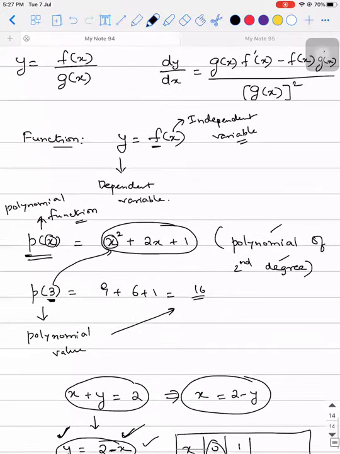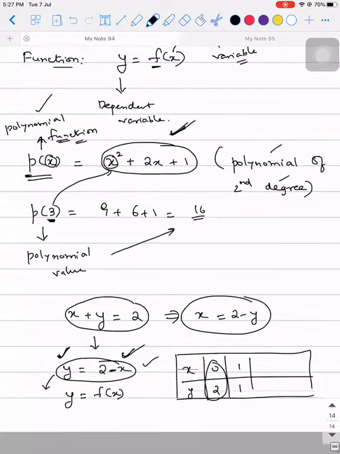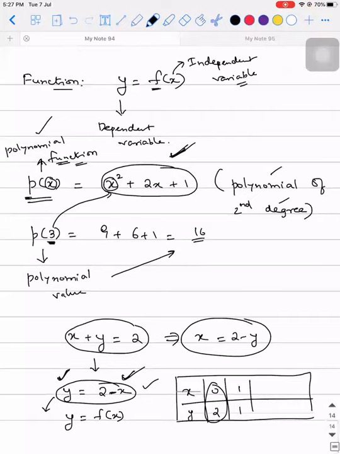So here, what did I say? I called it a polynomial function because you have learned it as a polynomial. It is a polynomial in terms of the independent variable x, so it is a polynomial function. Similarly, y is equal to 2 minus x. You give me the name of it.